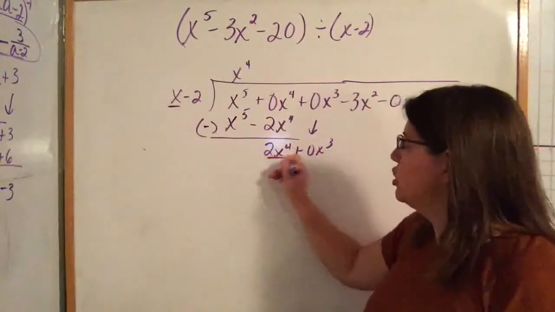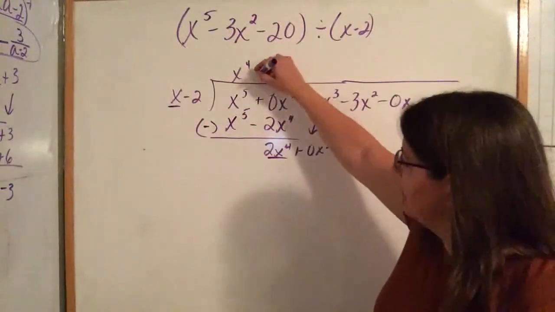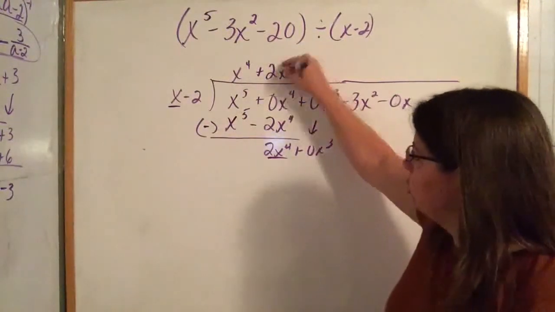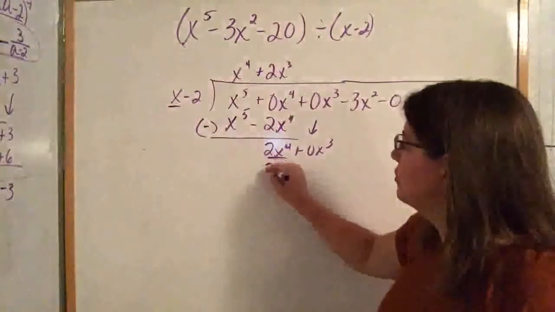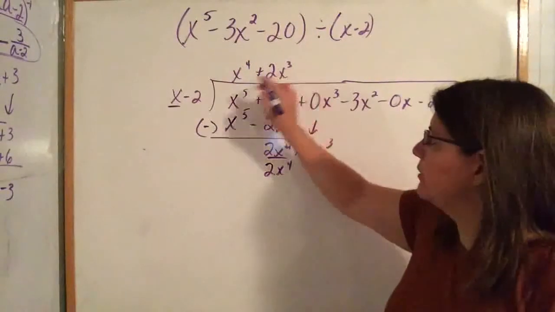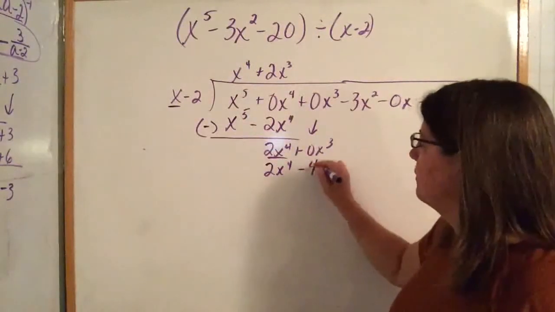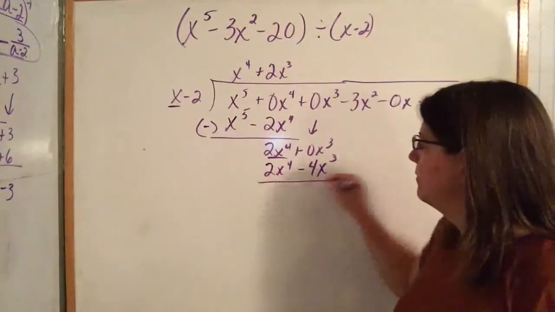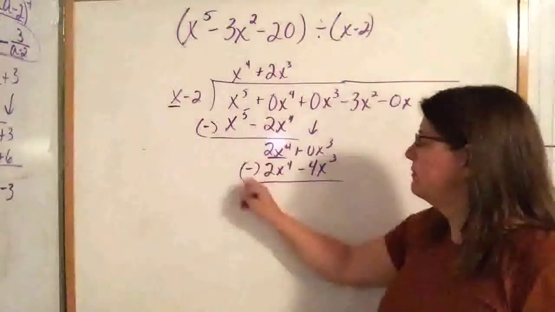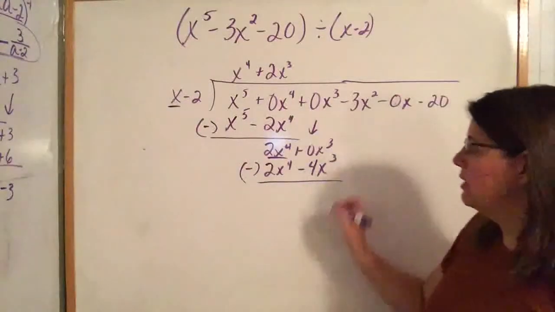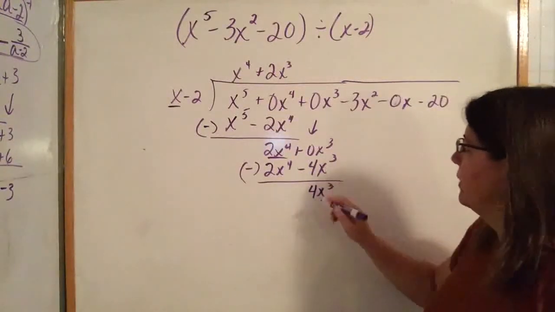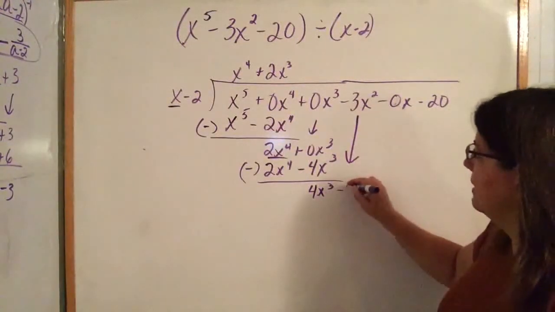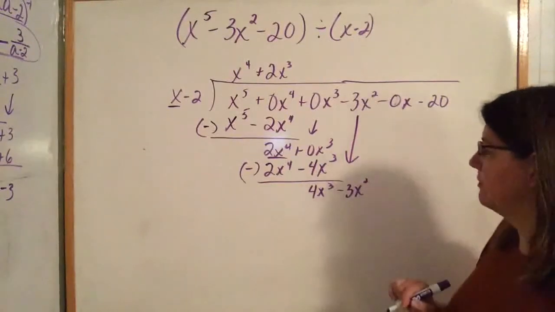Now x goes into 2x to the 4th, a positive 2x cubed times. I distribute. 2x cubed times x is 2x to the 4th. 2x cubed times negative 2 is negative 4x cubed. Then I subtract. The 2x to the 4th cancel. 0x cubed plus 4x cubed is 4x cubed. I bring down my negative 3x squared.